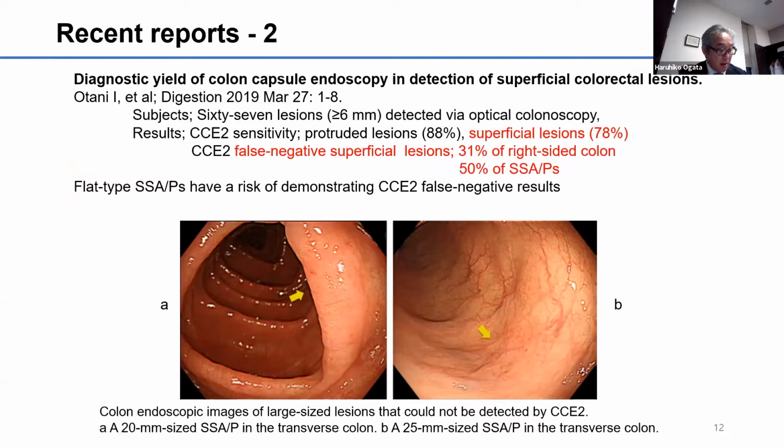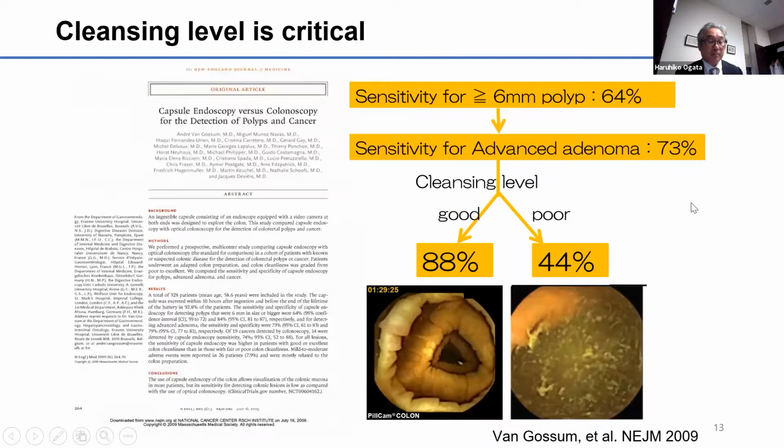Another report of 2 years ago demonstrated that a colon capsule detected 78% of the superficial colorectal lesions, and false negative lesions existed in 31% of right-sided colon lesions and 50% of SSAPs. So they insist that, for example, flat type SSAs have a risk of colon capsule false negative results. They mentioned that. Another feature of colon capsule is that the cleansing level is critical, which means poor preparation reduces polyp detection significantly.